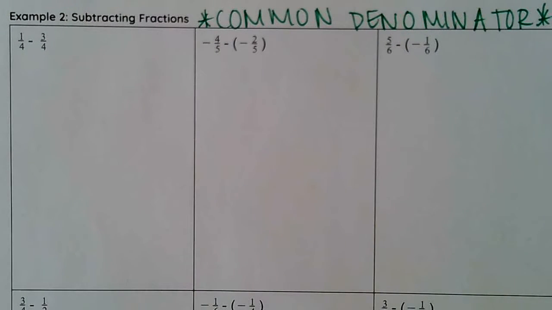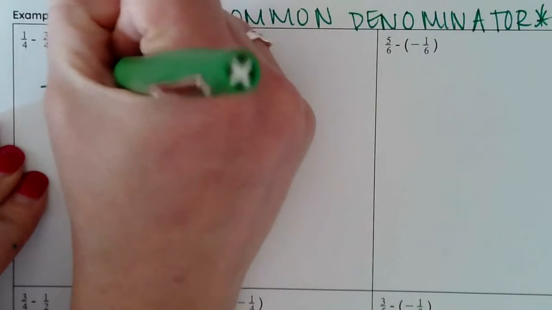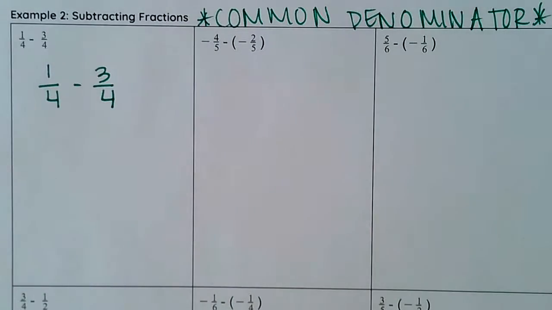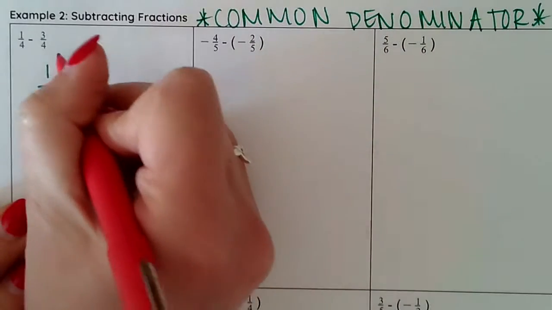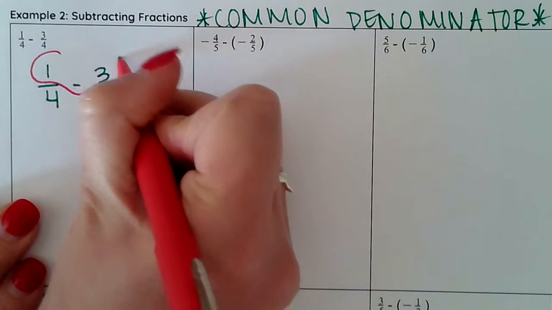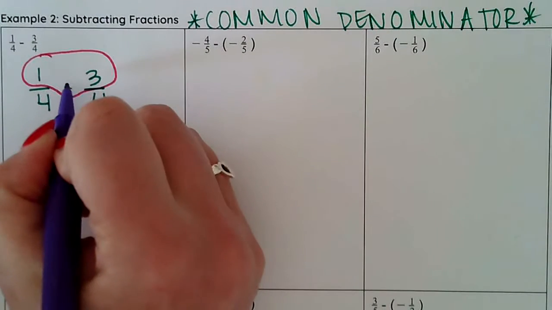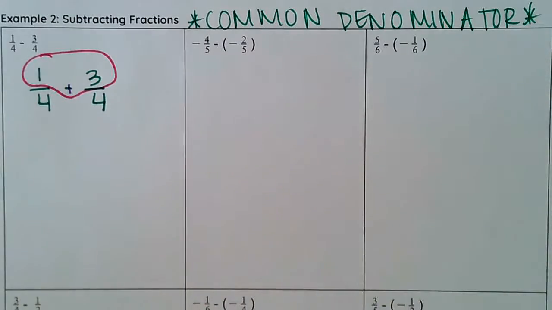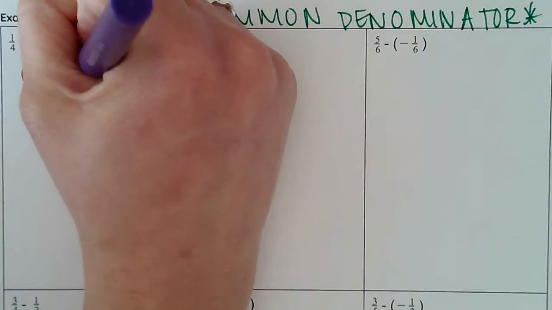1/4 minus 3/4. So I'm going to go ahead and rewrite my problem here. Since I have the same denominator, all I need to focus on here are my numerators. But in this case, that means that I need to turn this into a positive. And the opposite of +3 is -3.